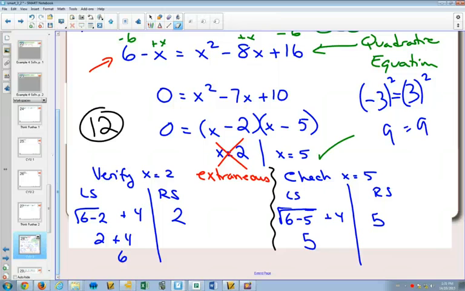Square root of 1. And square root of 1 is 1. Yeah, because 1 times 1 is 1. Yeah, and then that becomes 5. So that one works. Okay, number 12 is a radical equation.